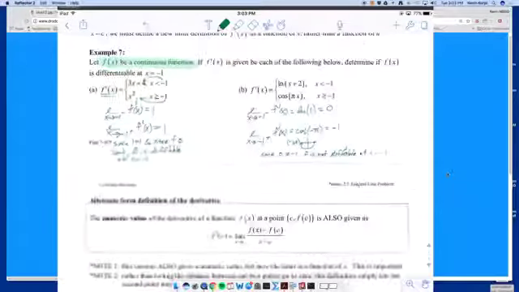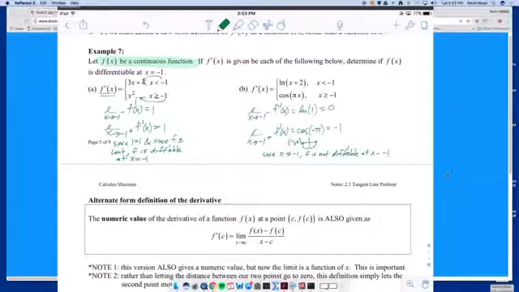Smoothly. Right. Okay. We'll stop right there, and we'll pick up tomorrow with the third and final limit definition of the derivative that you're responsible for knowing.